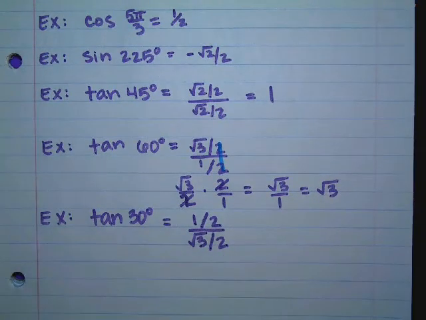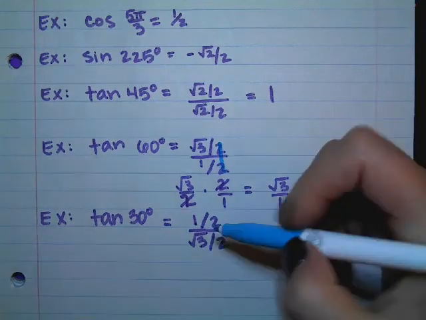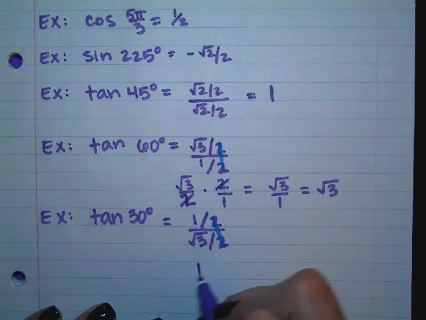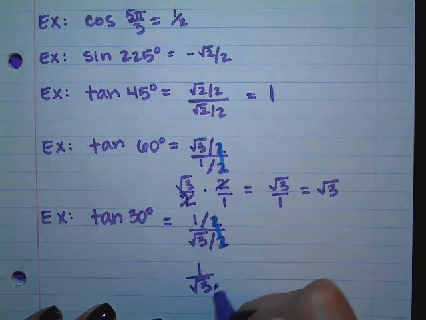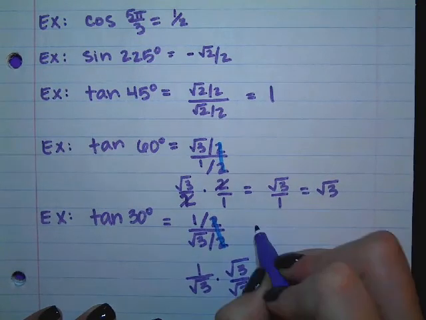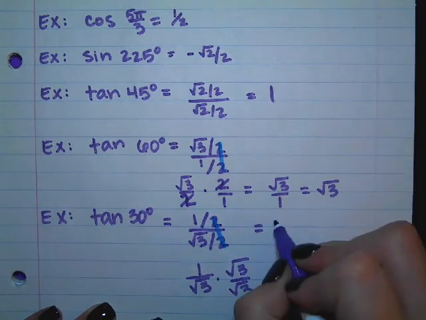So y divided by x, we know we can get rid of the 2's, right? But is 1 over root 3 even okay to write? I have to fix it. So square root 3 over 3.